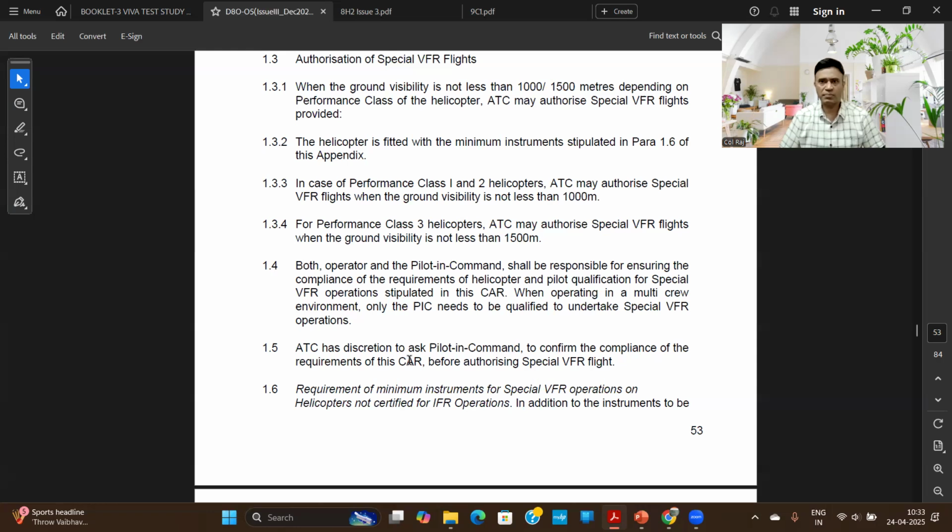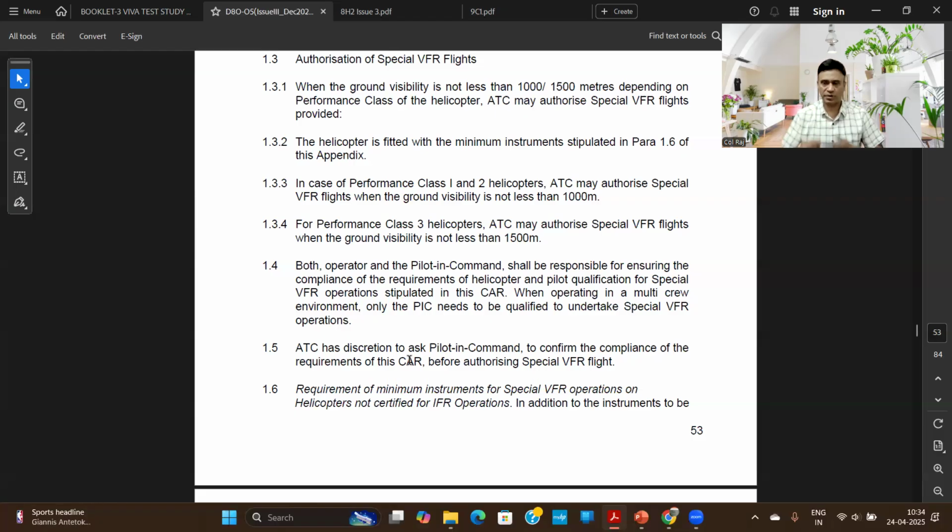Now, if the visibility is 2.5 kilometers, he will say Victor Tango Alpha Bravo Charlie, startup not approved, VFR operation suspended, visibility 2.5 kilometers. Okay. So now, if you don't know what to say, you will be foxed. So here you have to say: Baroda Tower, Victor Tango Alpha Bravo Charlie, request departure under special VFR, aircraft certified, crew qualified for special VFR, request startup.